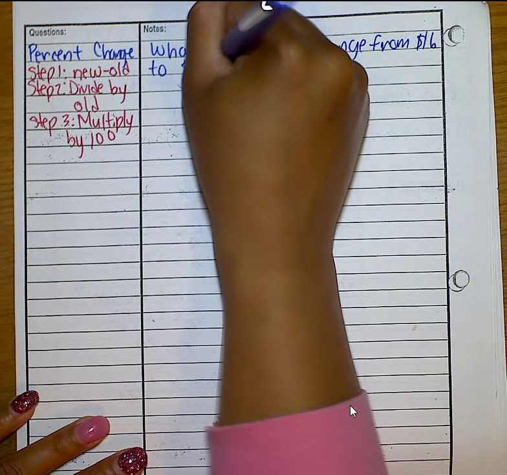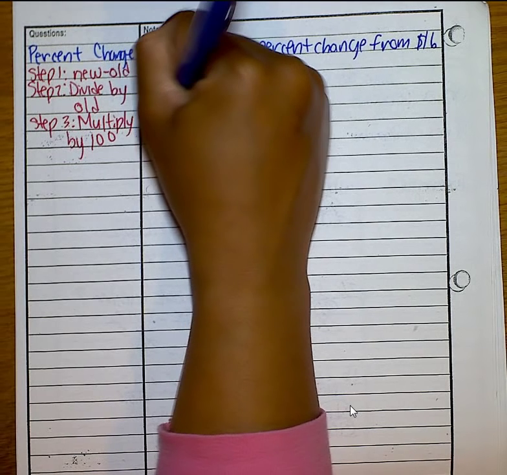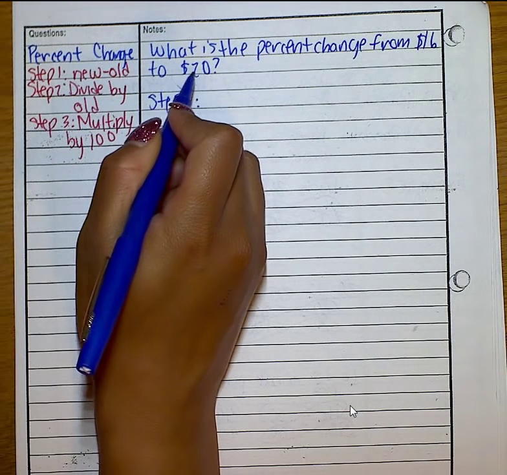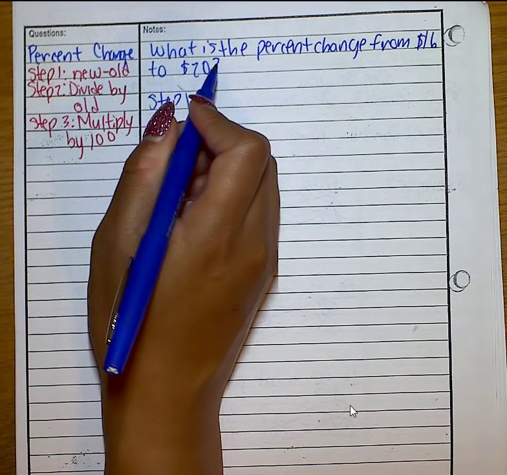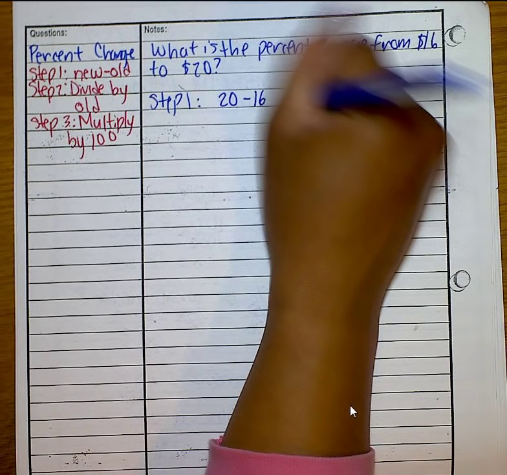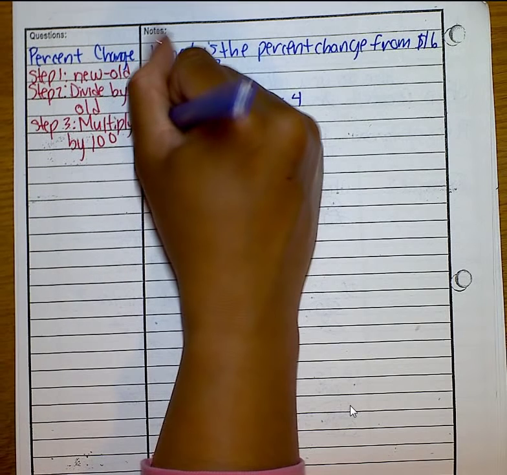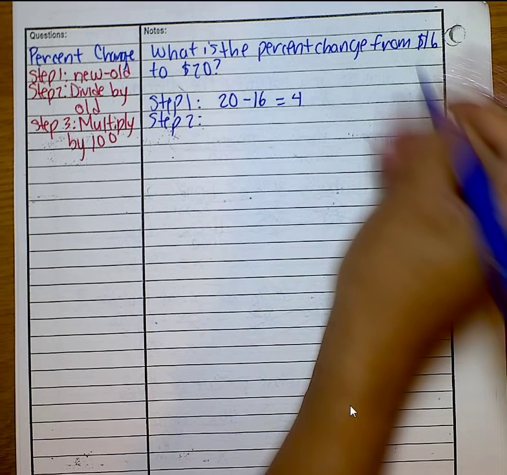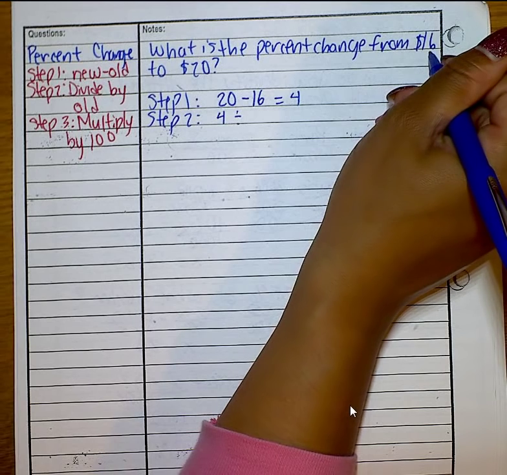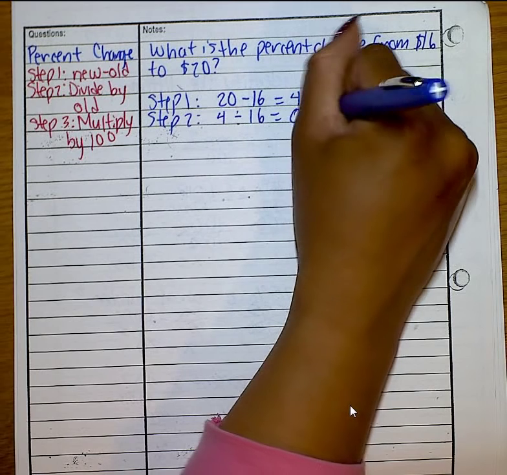Alright, so this is the question. Step 1 told us that we needed to do the new minus the old. So the new price was 20 because it went from 16 to 20. 20 minus 16, the old price, is equal to 4. Step 2 told us that we needed to divide by the old price, so we're going to take that 4 and divide it by the old price, and the old price was 16. And this is equal to 0.25 or 25 hundredths.